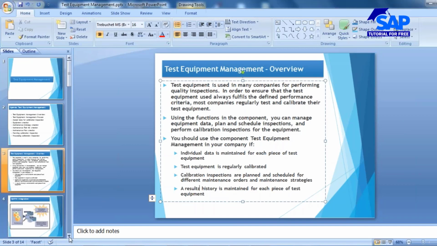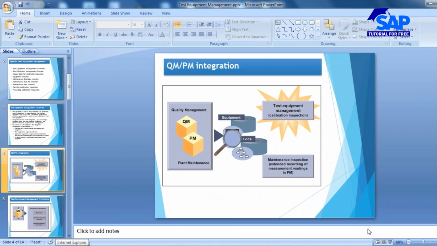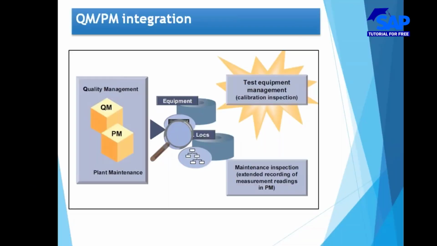So the test equipment management we are discussing today is basically the integration between the QM and PM modules, the quality management module and the plant maintenance module. Okay, so you maintain some data from the plant maintenance module, and you maintain some data from the QM module. Ultimately both modules are integrated in this business process. Okay, so that's what we'll be discussing today.